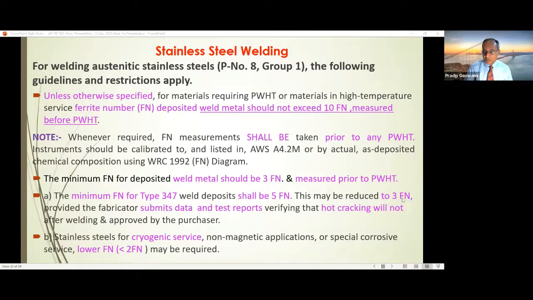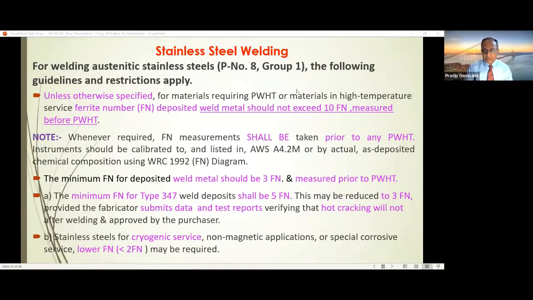This may be reduced to 3 FN provided the fabricator has the data and the test reports ensuring that the hot cracking is not going to occur. And as well as for stainless steel in cryogenic service, the non-magnetic applications, the lower ferrite number, that is your 2 FN, may be required.